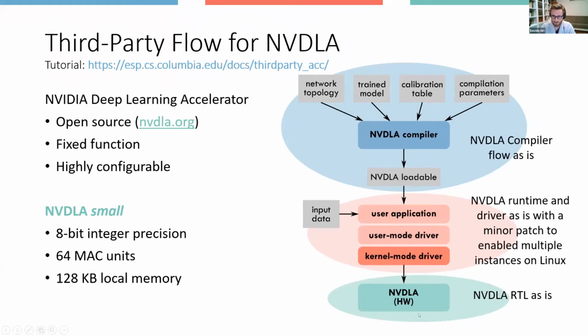NVDLA, you can see at the bottom here, is a hardware IP, right? But it comes with a very complete, not complex, software stack. And what you need at runtime so that you can invoke NVDLA is this part in red. There's a user application taking some inputs, then there's a user mode driver and a kernel mode driver. Everything else that you see in blue is something that normally happens offline, and it's for preparing the inputs and the configuration for the user application.